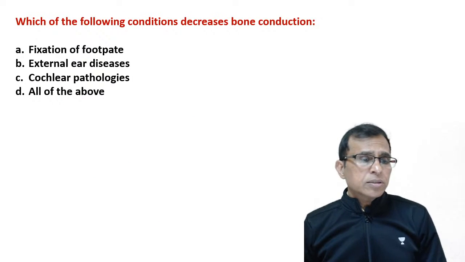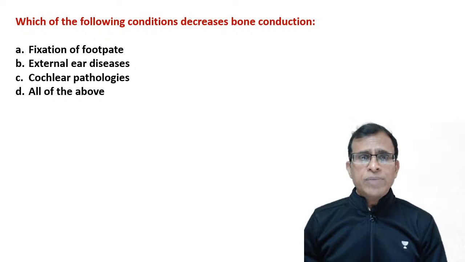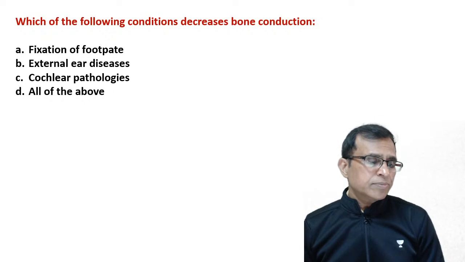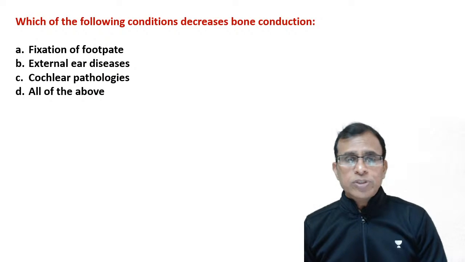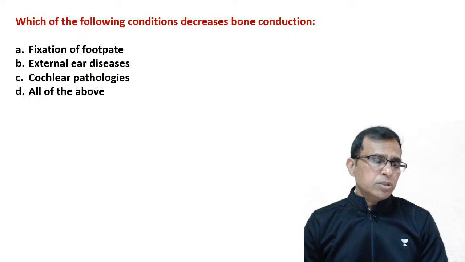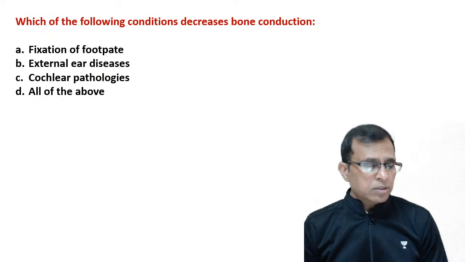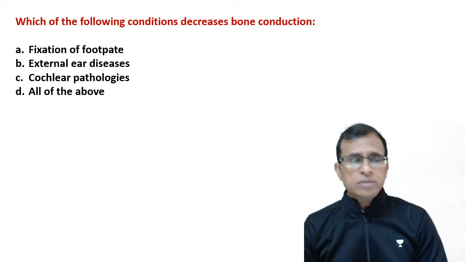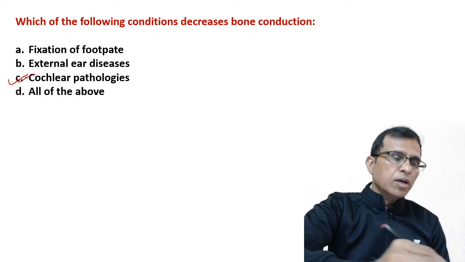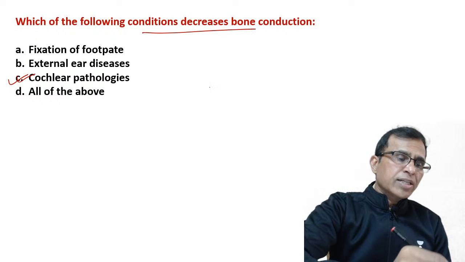Which of the following conditions decreases bone conduction? This is the first thing I tell you in my lectures, almost when I start the lecture, with the help of a diagram. Fixation of the footplate, external ear disease, cochlear pathologies, or all of the above. So what is the answer? I don't know what the choices were, but two choices I'm sure were there, first and third. So what is the correct answer? Please answer this one. The correct answer is cochlear pathologies. We all know that there are two types of conduction, AC and BC.